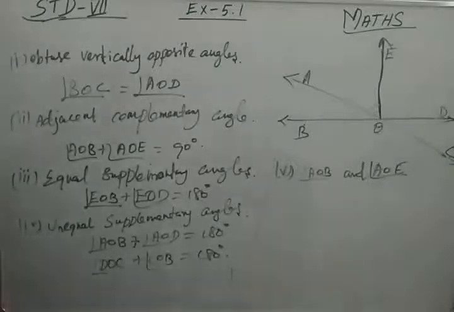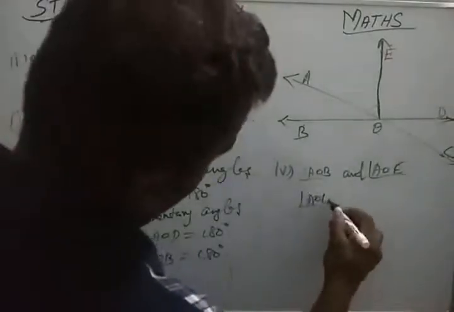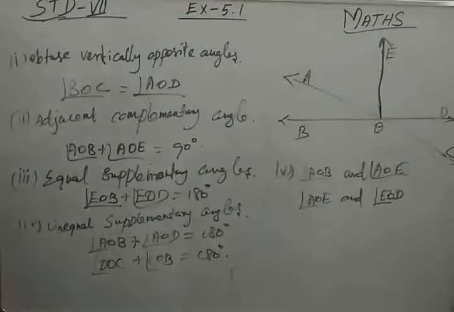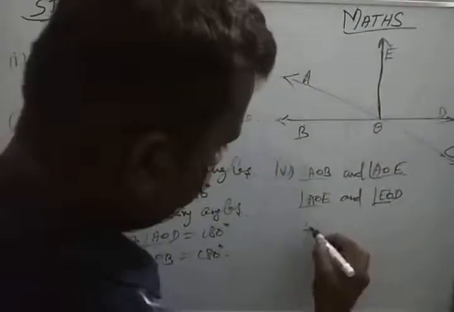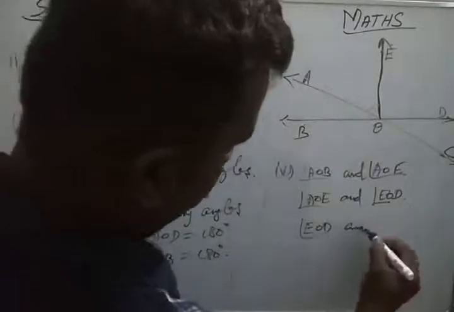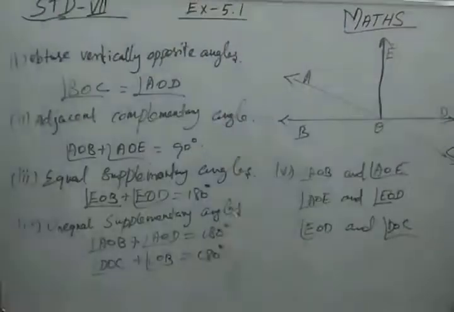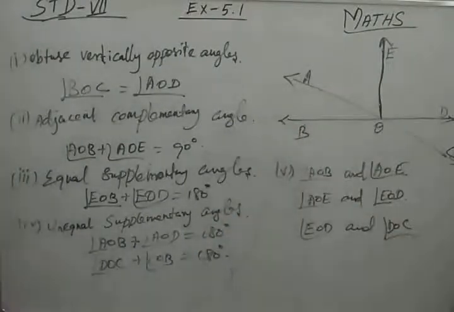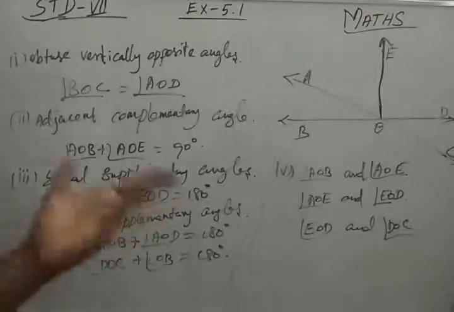Next one, we can say that angle AOE and angle EOD will not form a linear pair, right? And one more thing, EOD and DOC will not form a linear pair. Yes or no? Compulsory, these 3 options are there. So you can write these 3 options: adjacent angles that are not forming a linear pair.